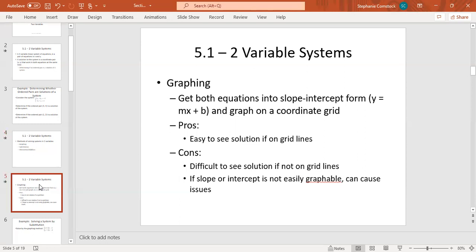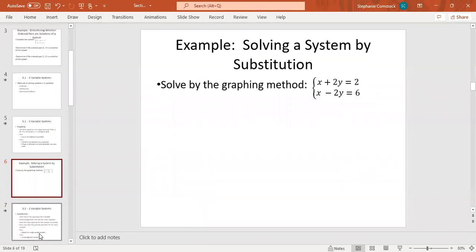Now, the cons are going to be if your solution is not going to be on one of those integer whole value type of things, then it's not as easily recognized, because you would have to be kind of estimating things. Also, if the slope or the intercept is not easily graphable, it can be issues. And usually with that, it's going to be that the y-intercept is the one that's not graphable. So we're going to take a look at this one.